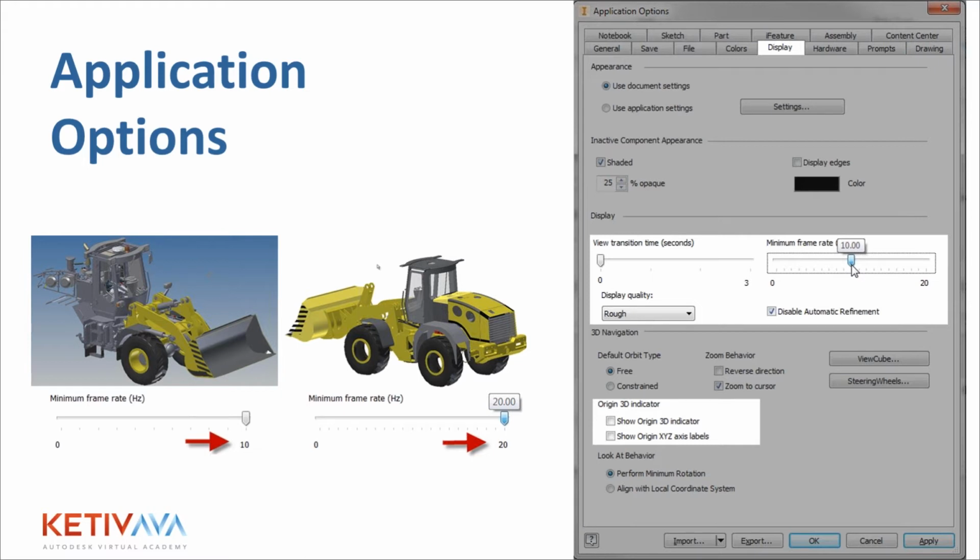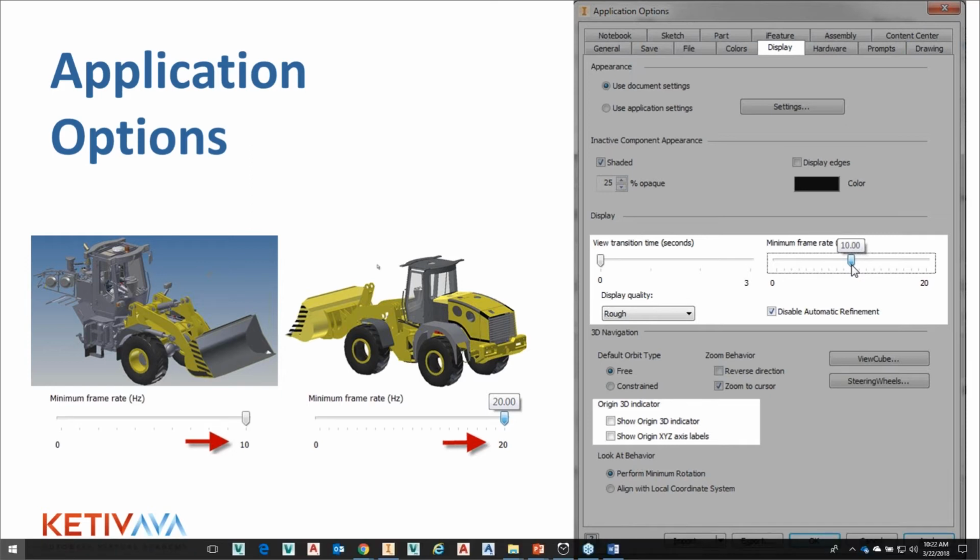Okay, so set it to 20, set it higher to the right, and then the view transition we'll take a look at. There's a couple other settings here for origin indicator. The less you see graphically, the less your graphics card is working. Okay, so you can take advantage of those right away.